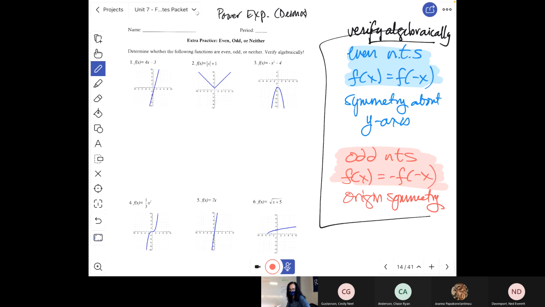Again, once you finish this, if you want to go ahead and fill out the table of values for the power exploration, to get a head start, you can. There is also my math lab on this, even, odd, and neither.